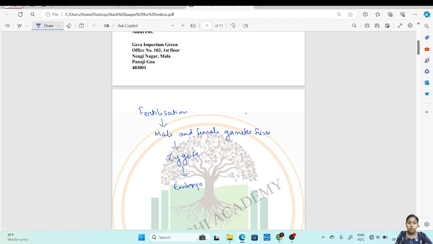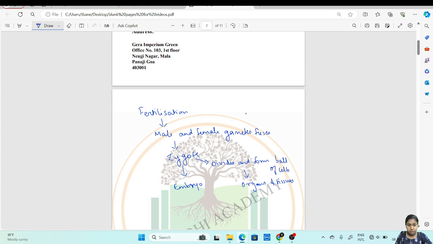So now how does this zygote form an embryo? It starts to divide. It divides and forms a ball of cells, which further divides to form organs and tissues. And this structure is called an embryo.